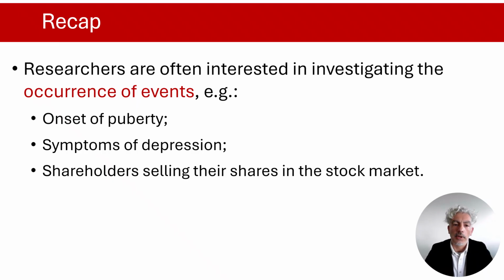So in this summary, I will remind you that survival analysis is used when we are interested in studying the occurrence of events, as well as the factors that may influence this occurrence and the timing of this occurrence. So here I give some examples of events that might be of interest in survival analysis. These events may happen only once, for example, death of a patient or the onset of puberty, but we can also apply these methods to reoccurring events.